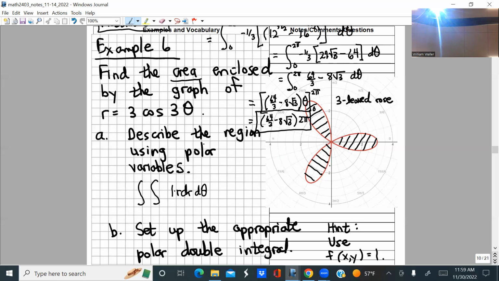They satisfy this equation. So for points that are exactly on the curve, like this one, you know that the radius value is exactly equal to 3 times the cosine of 3 times the angle theta. So for points inside of the curve, how do we get points inside of the curve? Just do what to your equation?